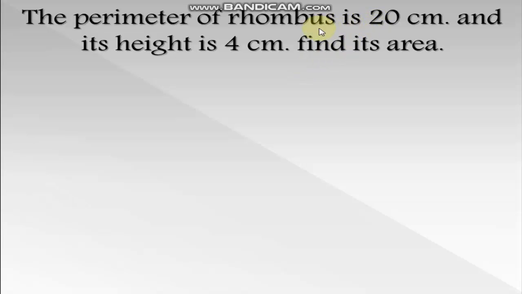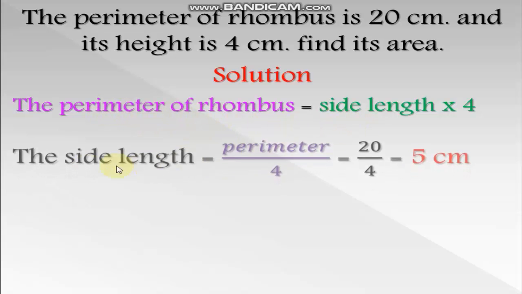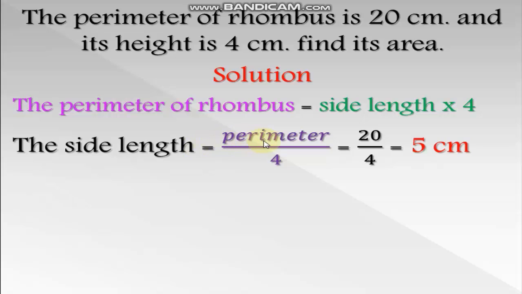Why 20 divided by 4? Because the rhombus has 4 equal sides. So to find the side length, we divide by 4. The perimeter of a rhombus equals side length times 4. Then the side length will be the perimeter divided by 4. 20 divided by 4 equals 5 centimeters.